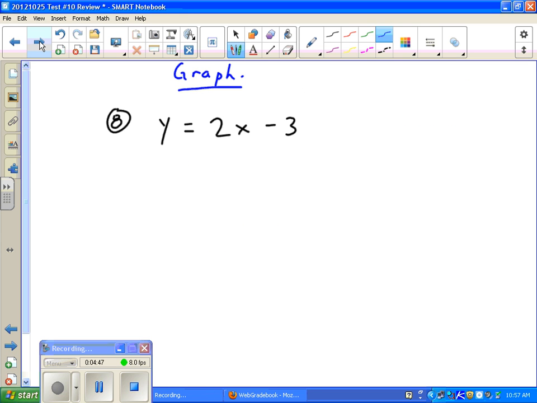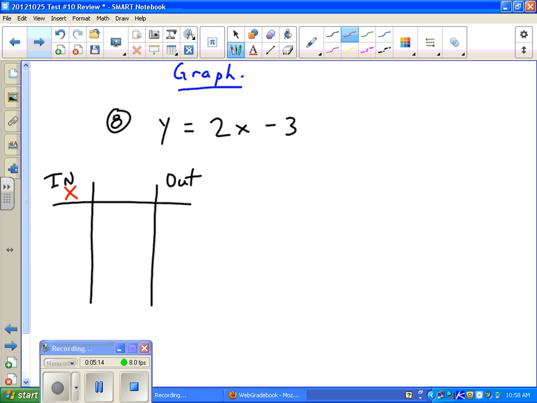Number 8 says graph y equals 2x minus 6. As of right now, we've only learned one way to graph. The first thing you need to do is make sure your equation is in function form. That means make sure y is first. Then you need to make yourself an input-output chart or an input-output machine where your ins are on the left and your outs are on the right. That is your x values going in and your y values coming out.